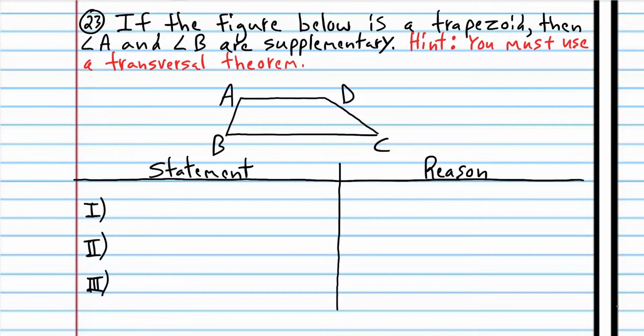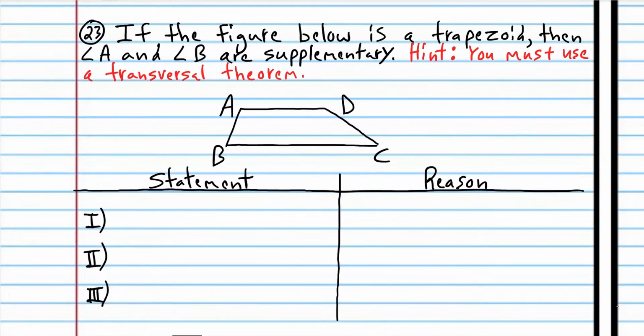It says, if the figure below is a trapezoid, then angle A and angle B are supplementary. It says you must use a transversal theorem. So go and attempt this one, and when you come back, we'll do it together. So we know that this is a trapezoid, and we're trying to prove that this angle and this angle, those two are supplementary, meaning they add up to 180 degrees.